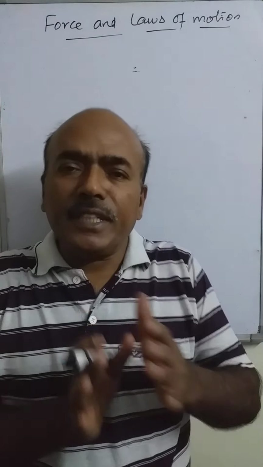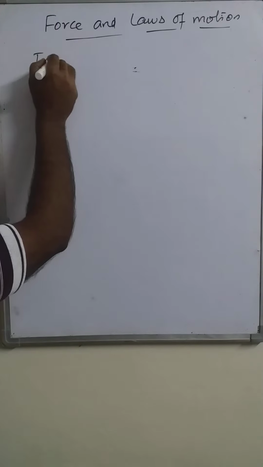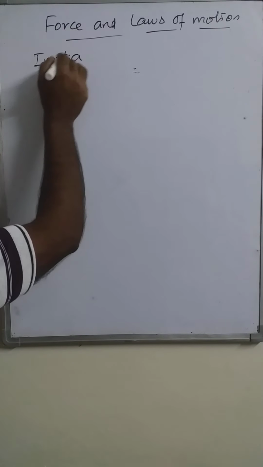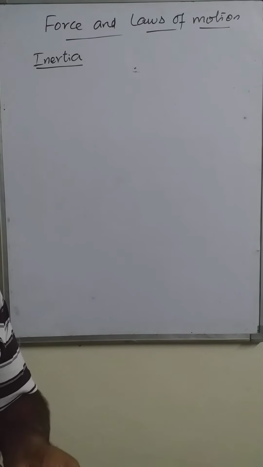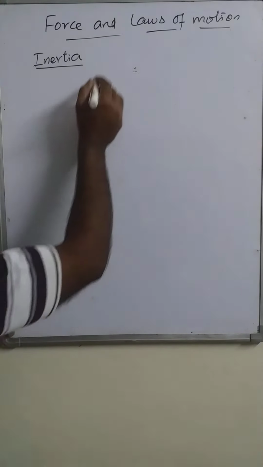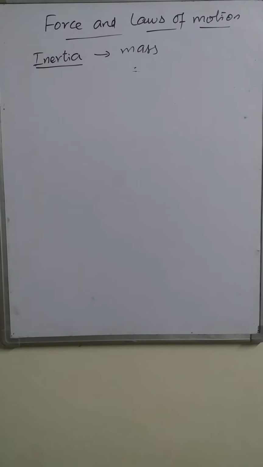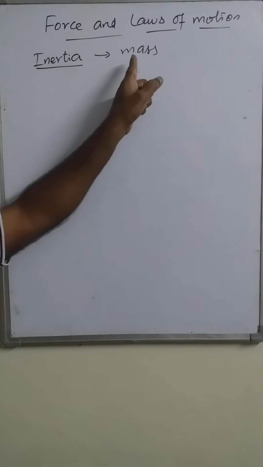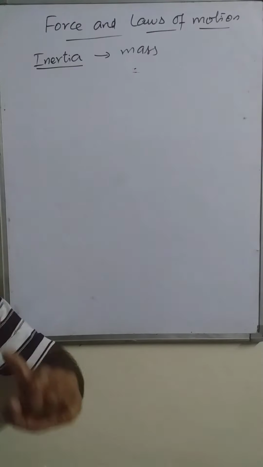There are different types of inertia. Every object has inertia, and this inertia is measured by its mass. So we can say mass is the measure of inertia. Right? If the mass is greater, the inertia is more.